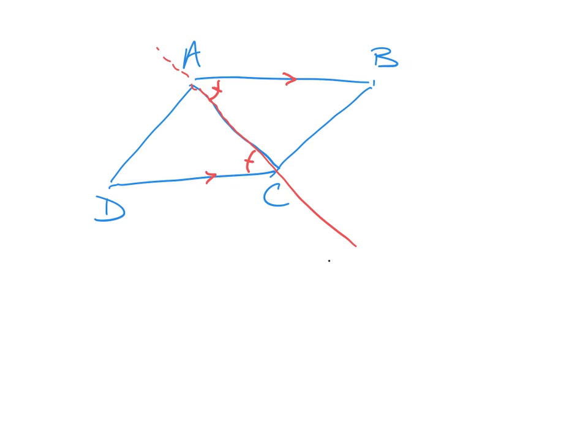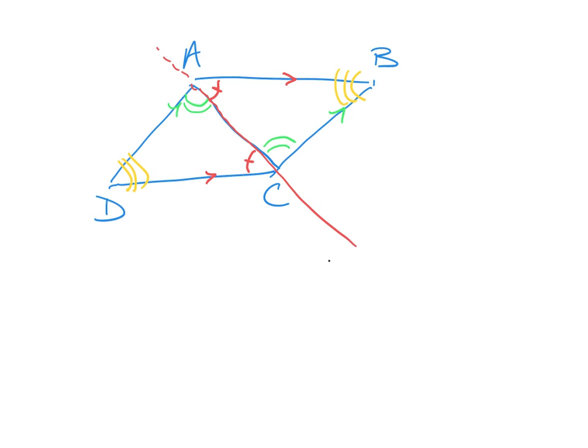And if these lines are parallel, then this angle here and this angle here are also alternate interior angles. And we also know that these two angles are equal because in a parallelogram, the opposite angles are equal, okay? So what that rule says is that when you have a diagonal in a parallelogram, it creates two congruent triangles.